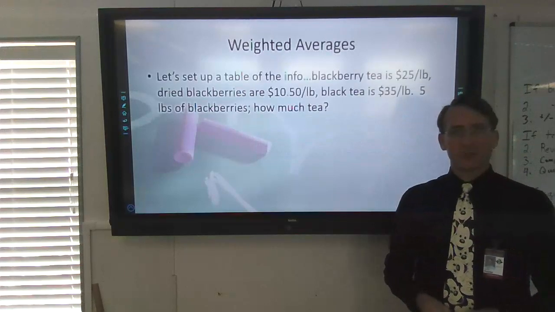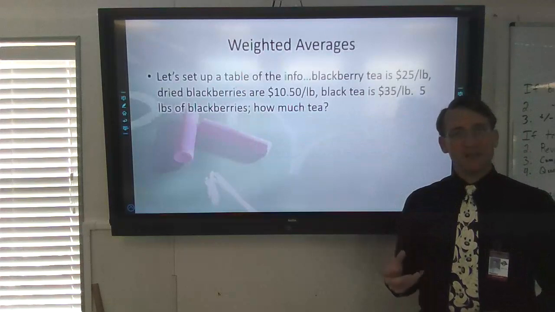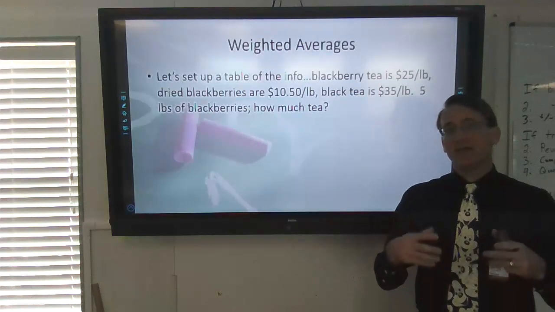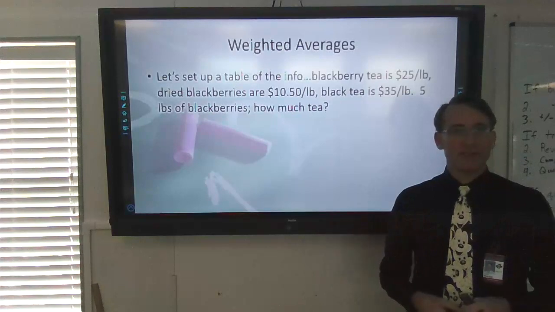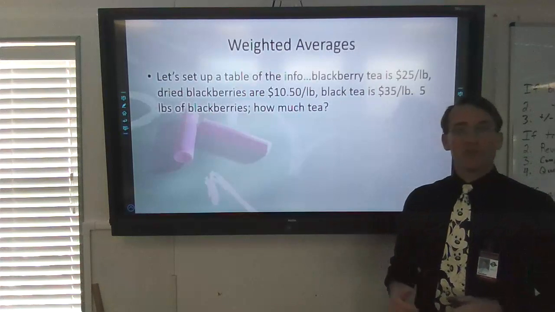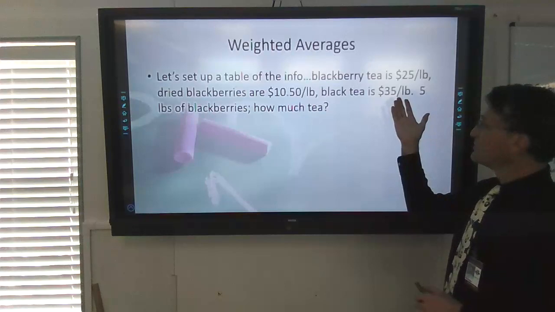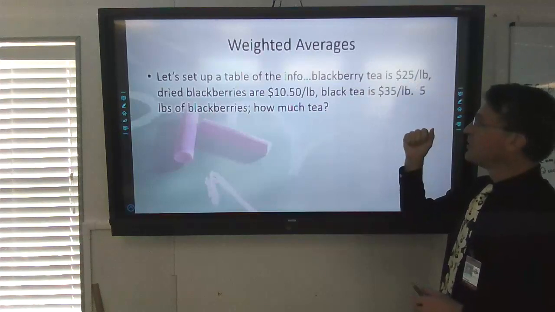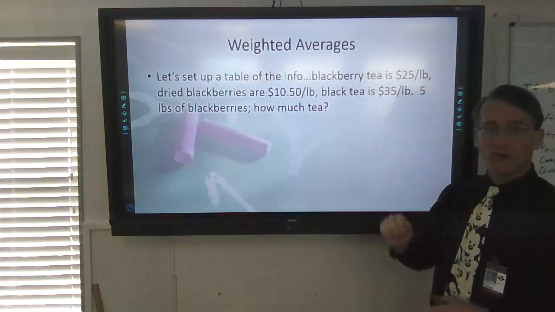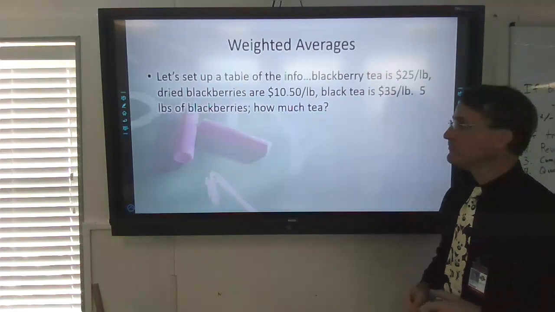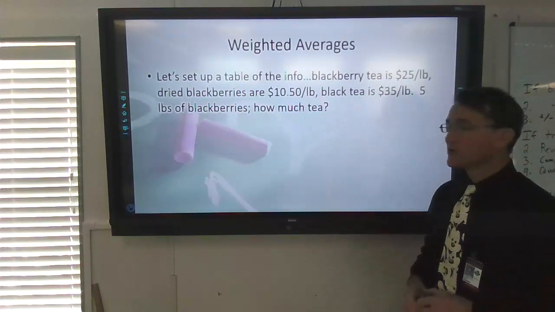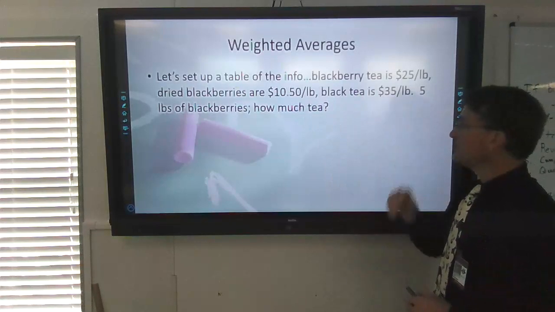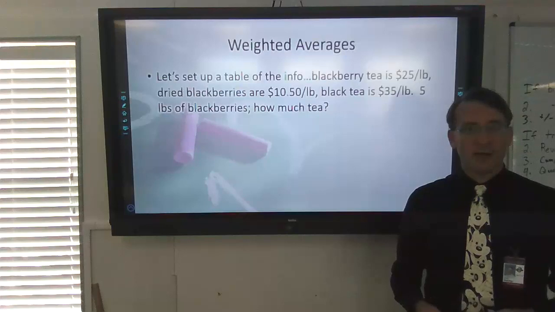Here is another mixture problem. In this particular case, we have tea and we have blackberries that we're going to mix together in order to get a certain brew of blackberry tea. I'm starting out with 5 pounds of blackberries, and I have 25 pounds. My blackberry tea costs $25 per pound when I sell it. The dried blackberries are $10.50 a pound, and my black tea is $35 a pound.